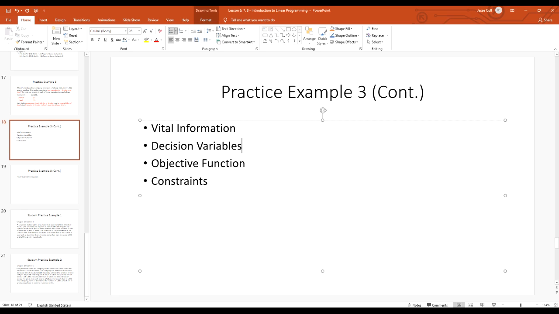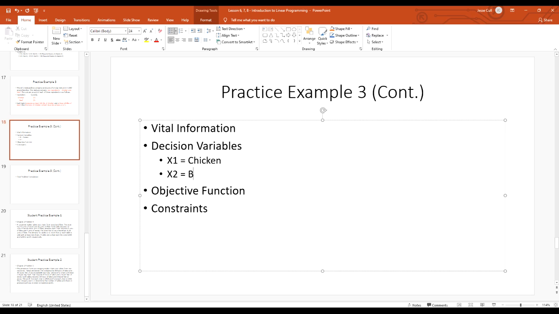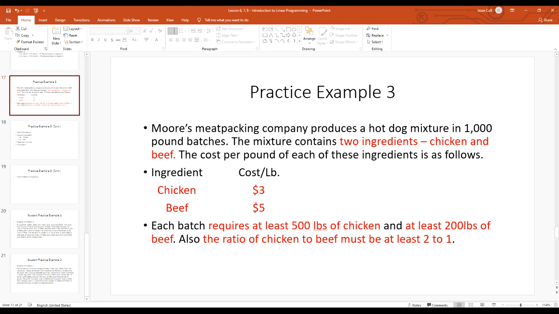Decision variables. And as always, we're going to represent them as x1 and x2. We go back, and now we see our objective function. If we recall correctly, the objective function is when we have our decision variables, chicken and beef, and we're relating them to our ultimate goal.